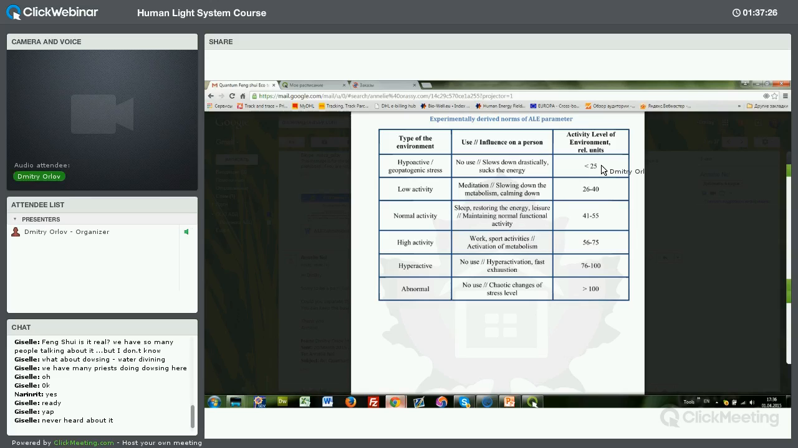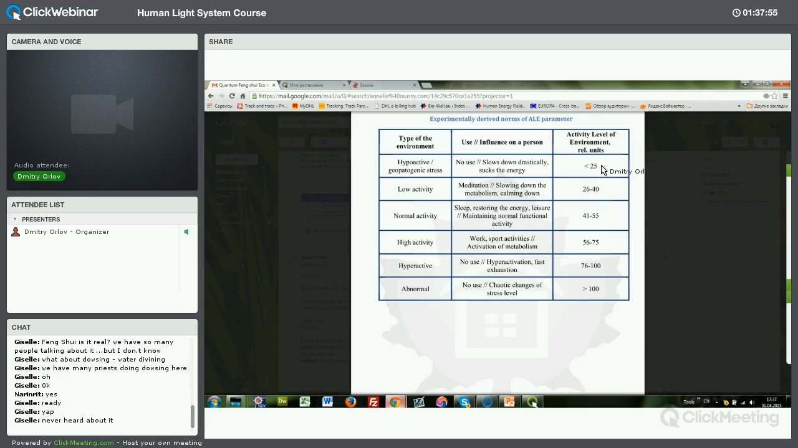According to my data, a low activity space is not a perfect place for sleeping. Normal activity is the best place to be asleep, to restore the energy, to have leisure time, etc., because it gives you the opportunity to maintain normal functional activity. The fourth type is high activity level.